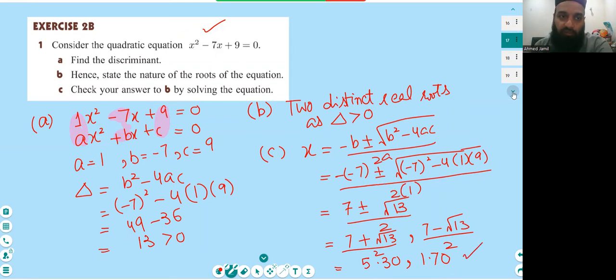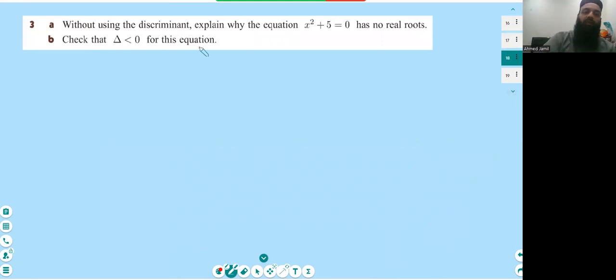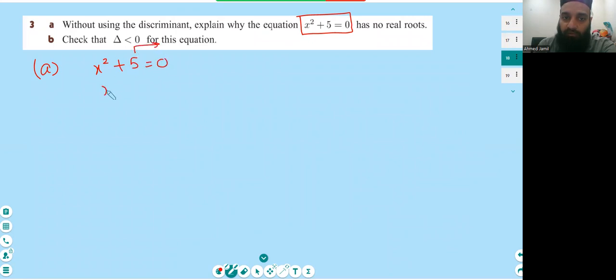Okay, now moving to the next question. Question number 3 of the same exercise. It says, without using the discriminant, explain why the given quadratic equation has no real roots. So I'm going to solve it. x squared plus 5 equal to 0. Shifting this to the other side, it will be x squared equal to negative 5, right? Now, if I take the square root of both sides, I'll have this. And we know that the square root of a negative number is not a real number. So that's why we can say that there are no real roots, right?